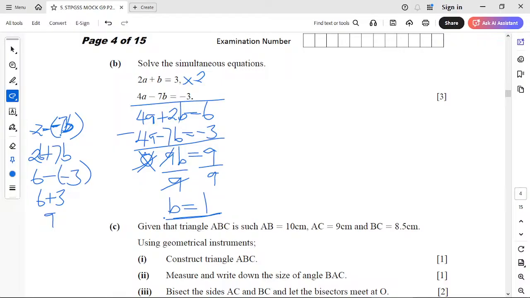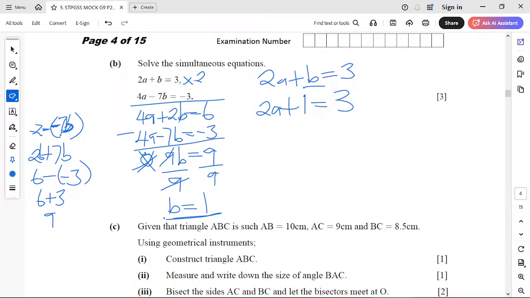Okay, now once we have found the value of b, we can pick any equation and use it to find the value of a. Let me pick the one which is on top: 2a plus b is equal to 3. Where there is a, it remains a. Where there is b, we found the value of b, so we put 1. So we have 2a plus 1, which is equal to 3.